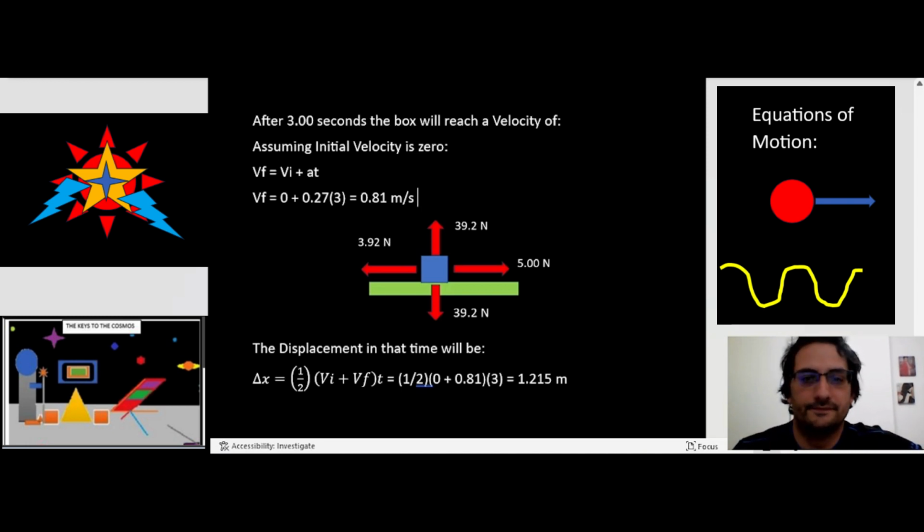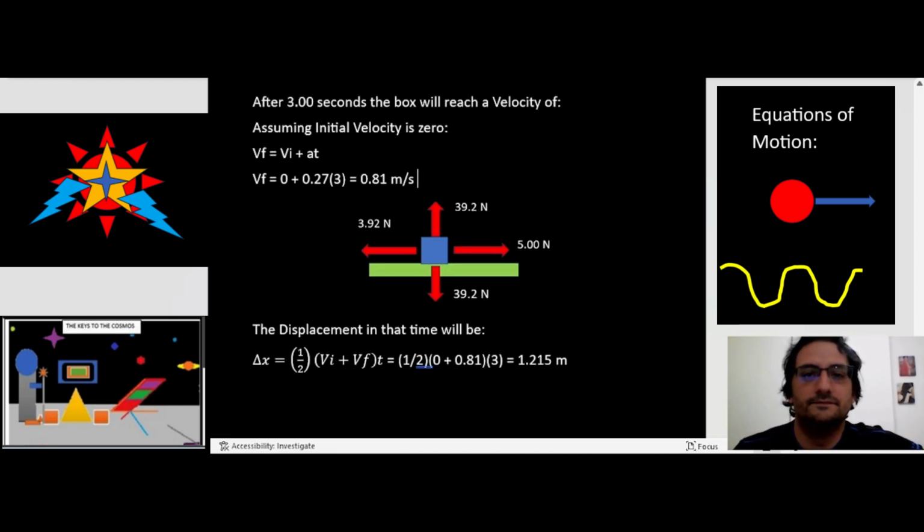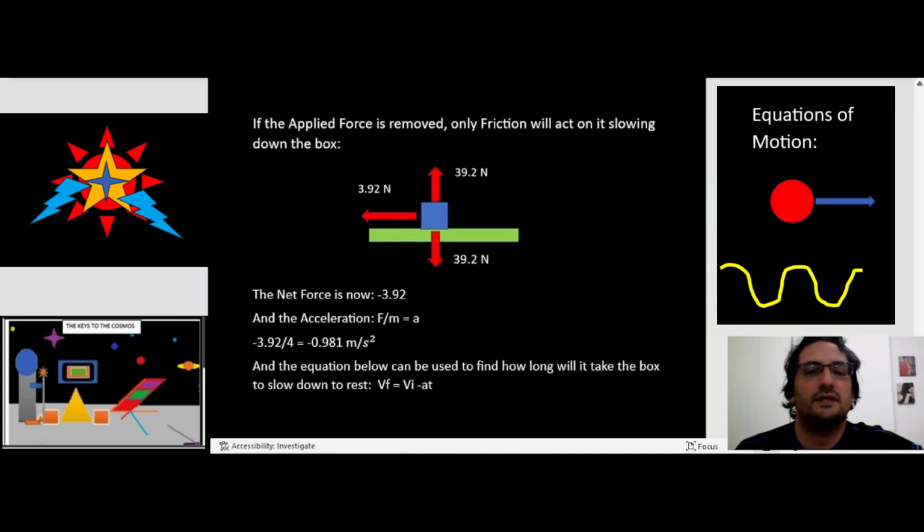Now, if the applied force is removed, only friction will act on it, slowing down the box. The net force now is then 3.92 newtons, but negative because it points in the left direction. And acceleration will be force divided by mass, negative 3.92 divided by 4, which gives you negative 0.98 meters per second squared.